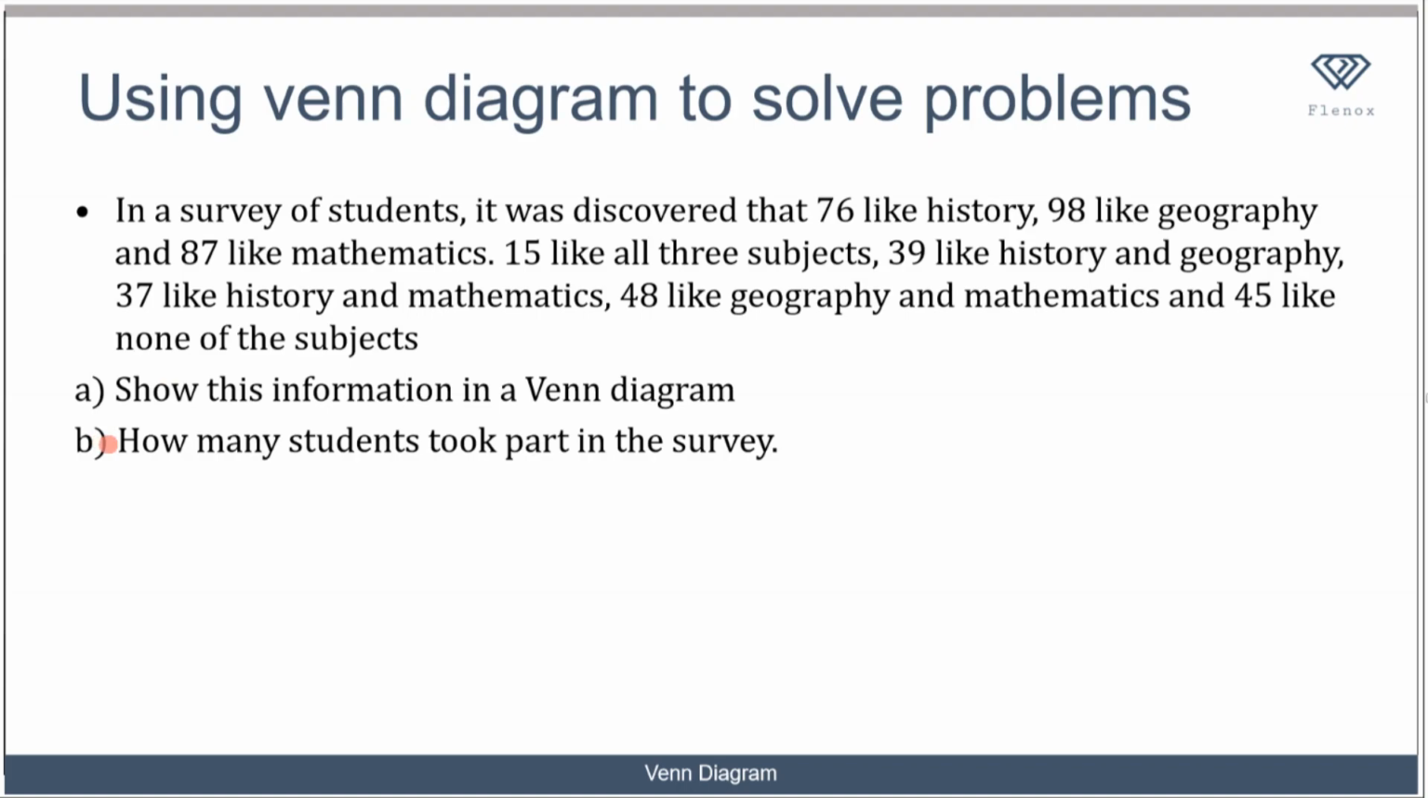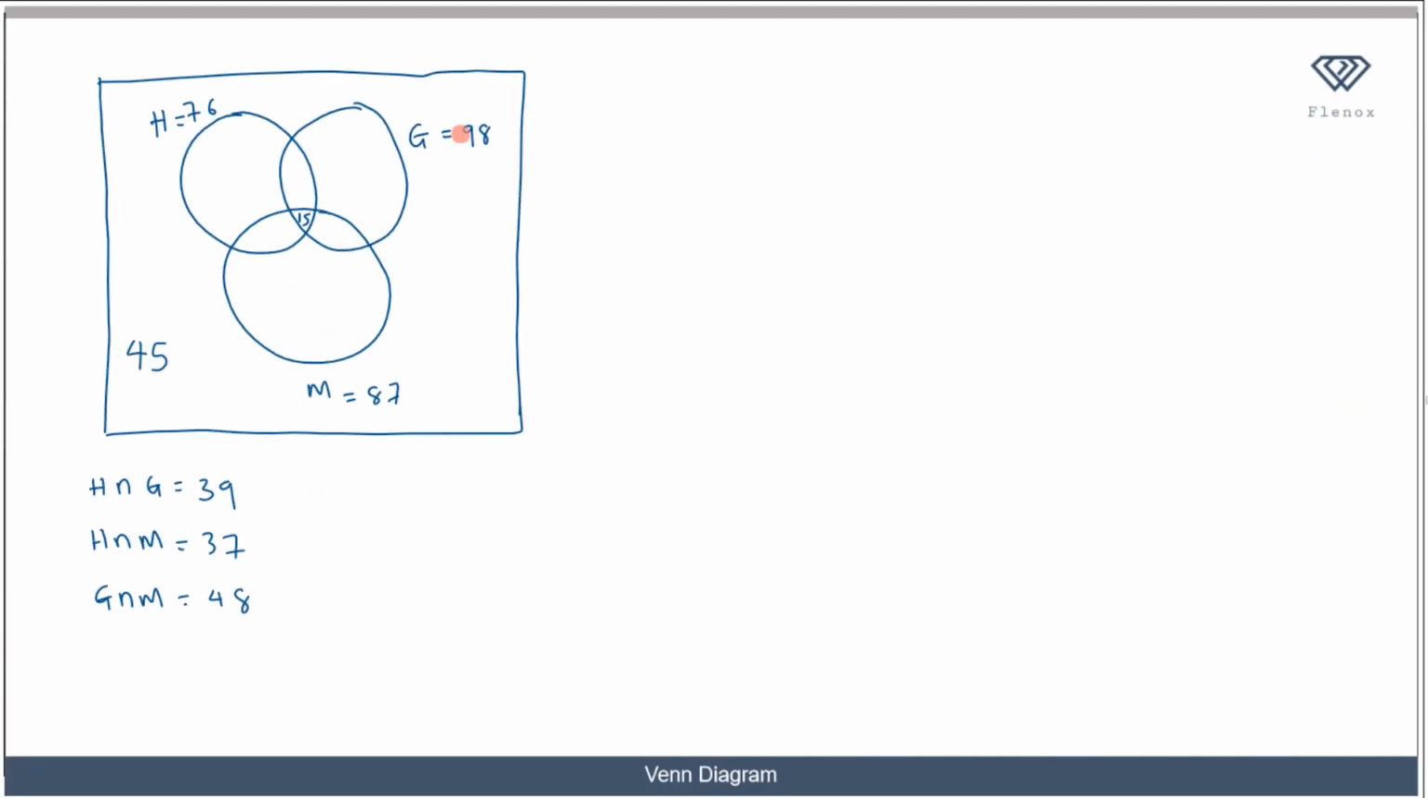We are told to calculate the number of students that took part in the survey. In other words, we are told to find the universal set U. So how will we calculate the universal set? We know that the universal set is equal to the area under this box, which is defined by the number that participated in none, which is 45, plus the area of all these circles here. So we are going to look at the area of each of these spaces.